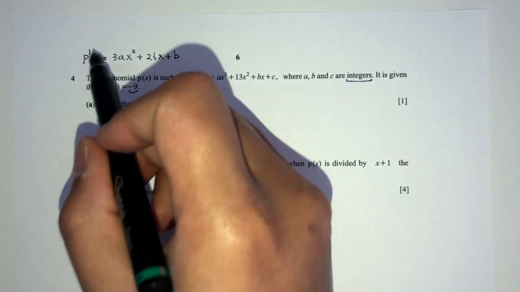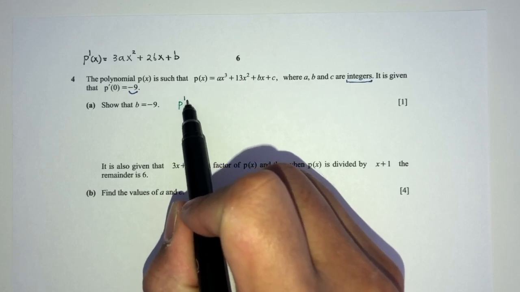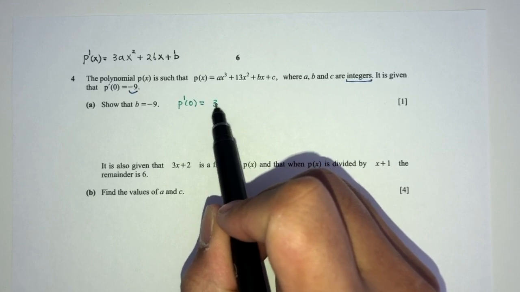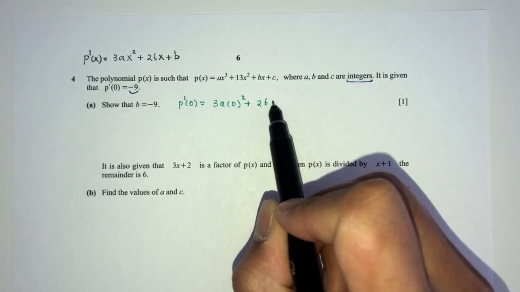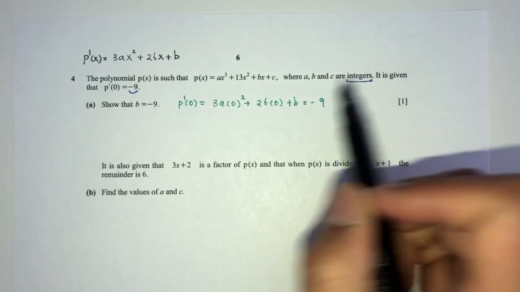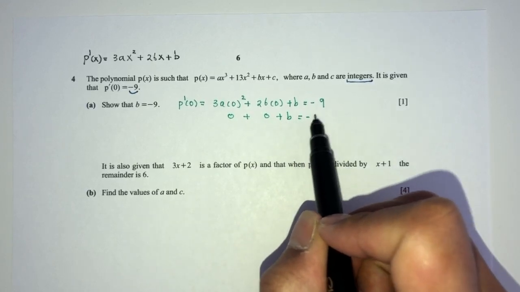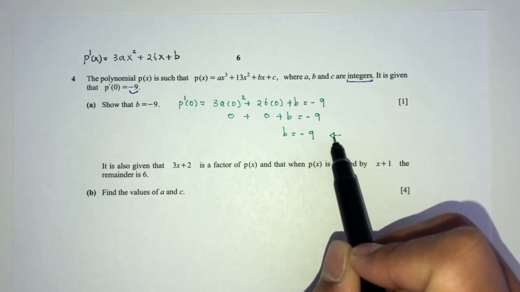So let x be 0 and see what happens. So you will have p prime of 0. That will be 3a times 0 squared plus 26 times 0 plus b, and that should give you minus 9. So this will be 0 plus b is equal to minus 9, hence b will be minus 9, shown as required.